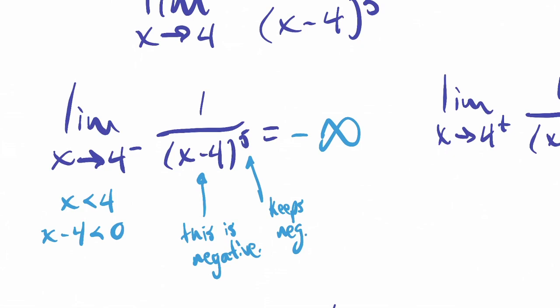Anyway, so the other side, I've got similar reasoning. But now x is going to 4 from the right. So x is greater than 4. If I subtract 4 on both sides, I get x minus 4 is greater than 0. So x minus 4, this is positive, right?